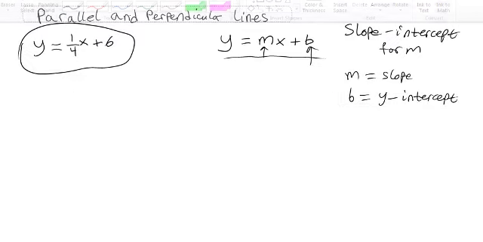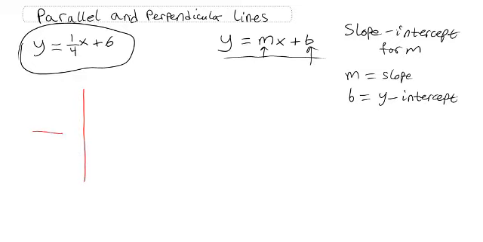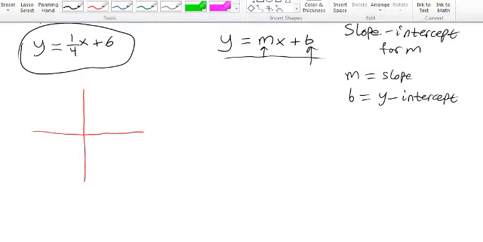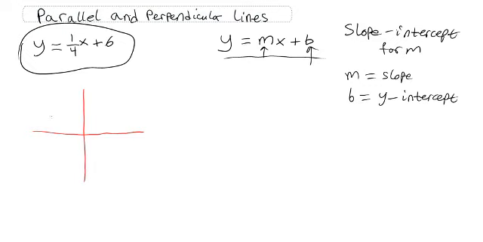So here, I'll choose a different color. If we have a graph, the line will look something like this. This point right here is 6, which is our y-intercept. This is our y-axis, this is our x-axis. This 6 is this point right here. This 1/4 is this slope right here.